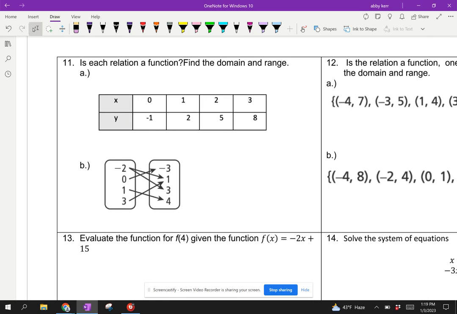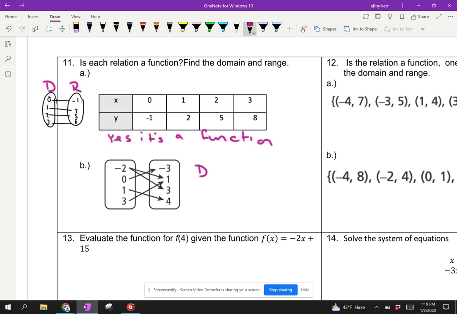Now for number 11A, if you want to make a mapping diagram, follow the rules that I just mentioned. So we have 0, 1, 2, 3. So 0 maps to negative 1, 1 maps to 2, 2 maps to 5, and 3 maps to 8. So if you want to, you can cover up the y values. Each x only has one y value. So yes, this is a function. So this was our domain. That's our range.